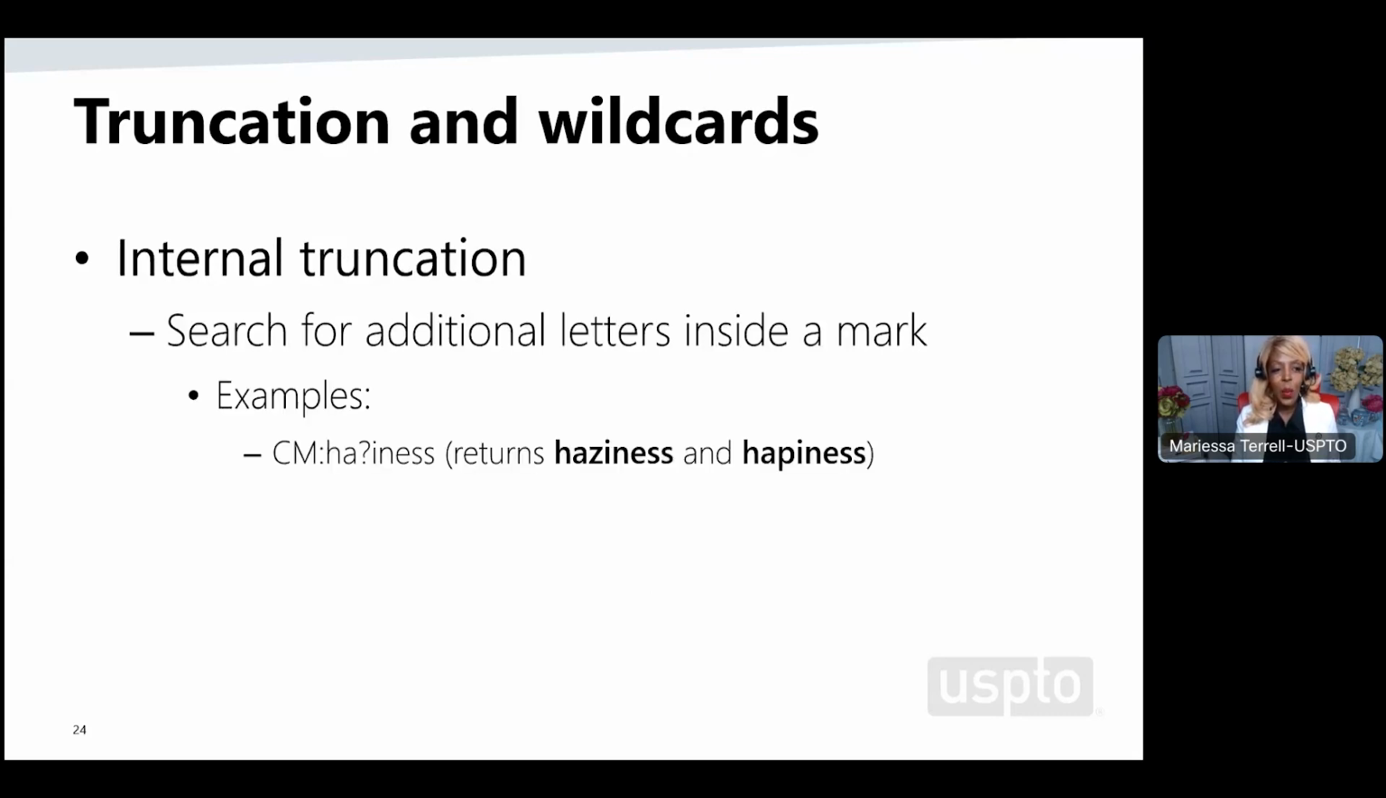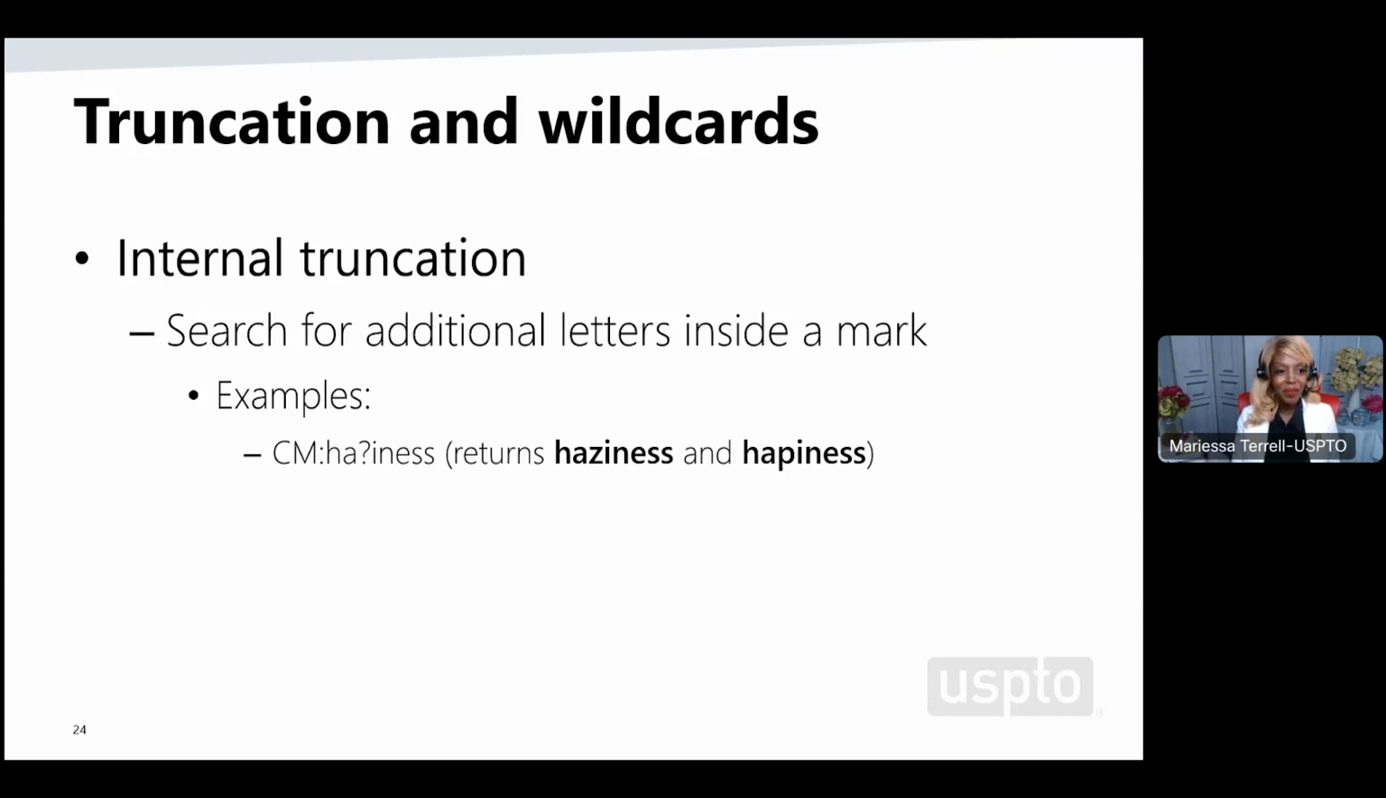First example, we have CM colon HA question mark INESS. This search strategy is telling the system to look for the wording here that's listed, but it's telling the system that it can replace that third option with any character, okay? So it could return haziness with a Z or happiness with one P. But notice it's not going to pick up the proper spelling of happiness because the question mark only reveals one letter. Okay, it's only one mystery letter.